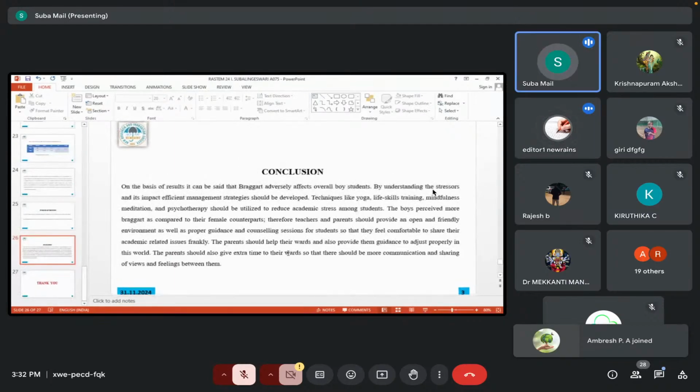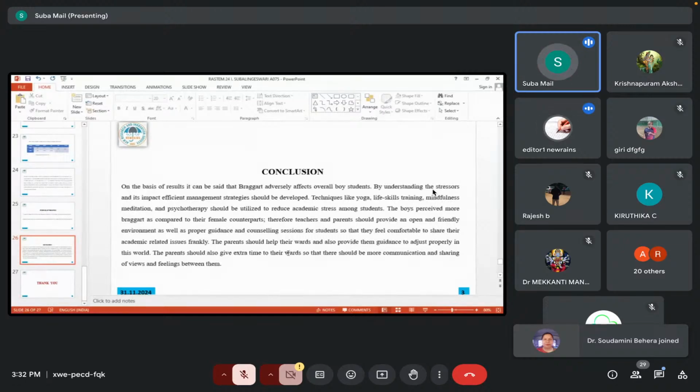The conclusion is, on the basis of the result, it can be said that stress adversely affects the overall boy students. By understanding the stresses and their impact, efficient management strategies should be developed. Techniques like yoga, life skills training, mindfulness meditation and psychotherapy should be utilized to reduce the academic stress among the students. The boys experienced more stress as compared to their female counterparts.